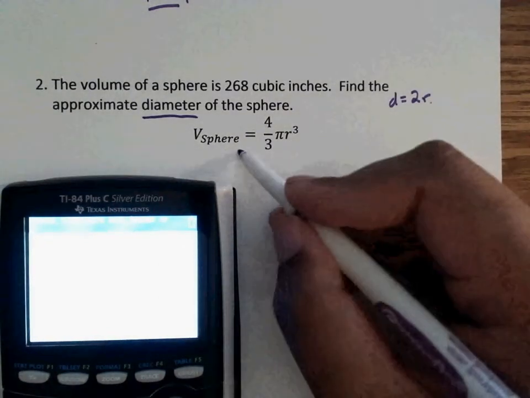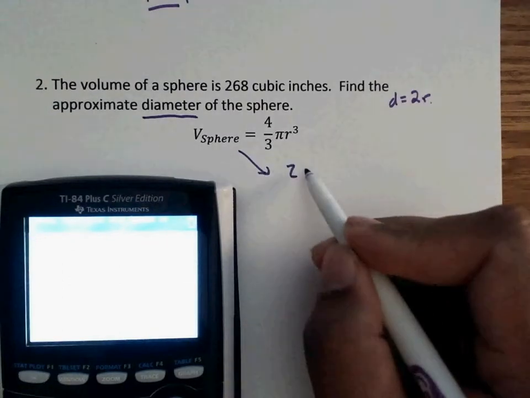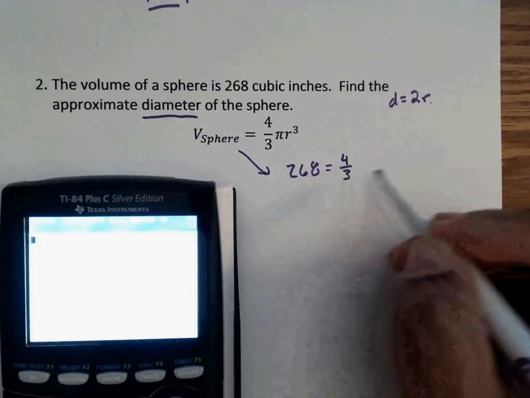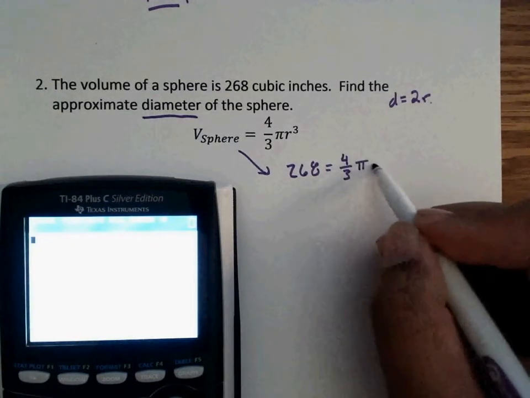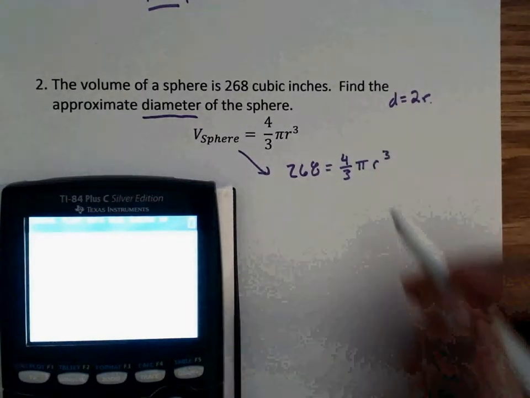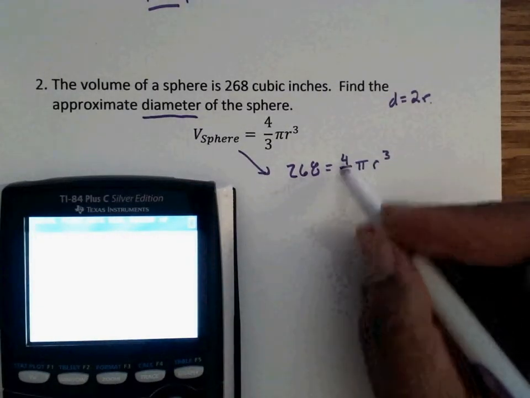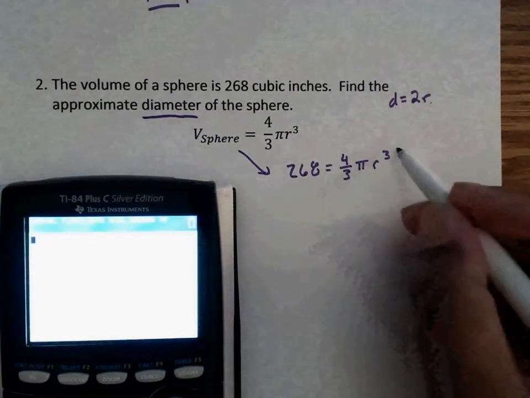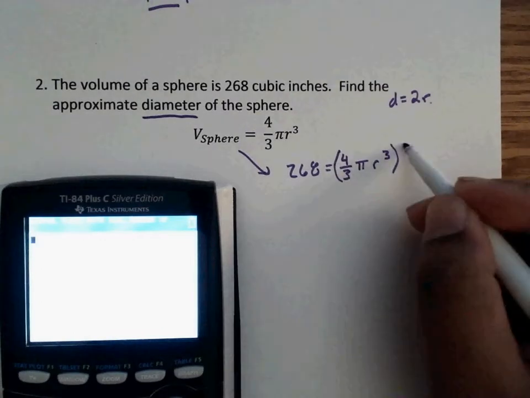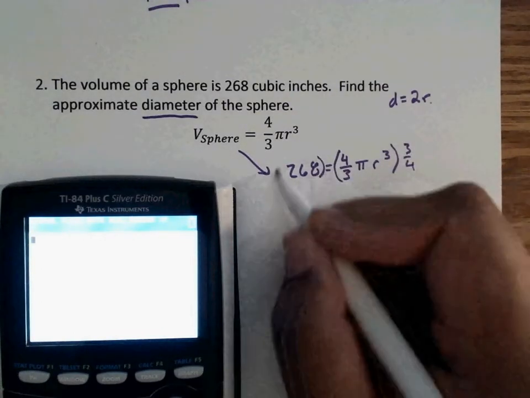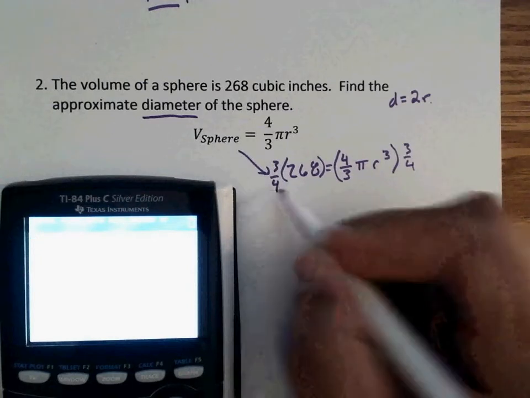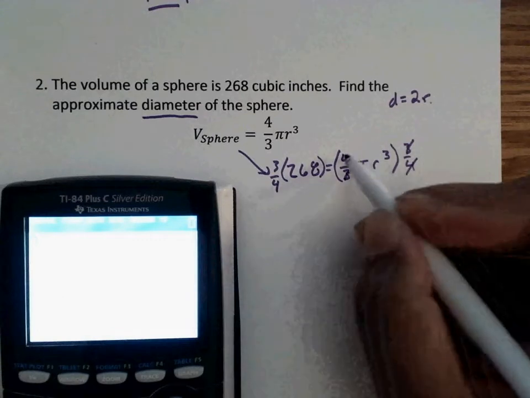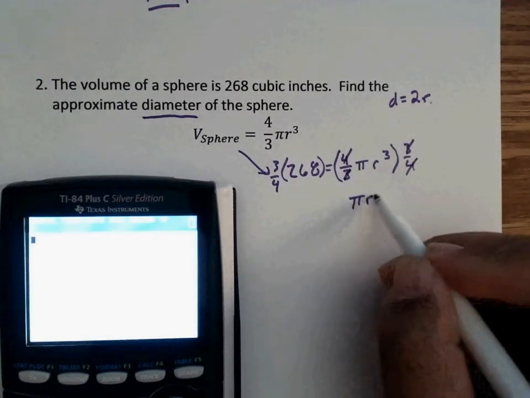So the volume of the sphere, we have 268 is equal to 4/3 pi r cubed. So the first thing I'm going to get rid of is this 4/3. So to get rid of the 4/3, I'm going to multiply both sides by 3/4. So on this side, the 3 and 3 cancel, and the 4 and the 4 cancel. So all I'm left with is pi r cubed.